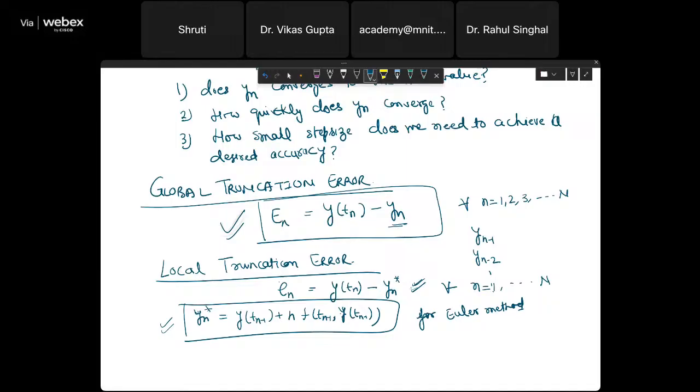With this, now let us move further and try to see what will be the order of the local truncation error and the global truncation error. For that we will start with the test problem.